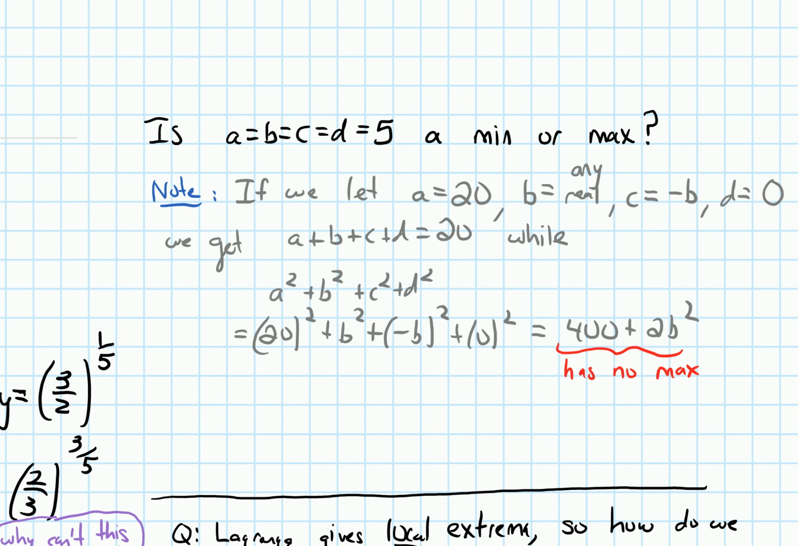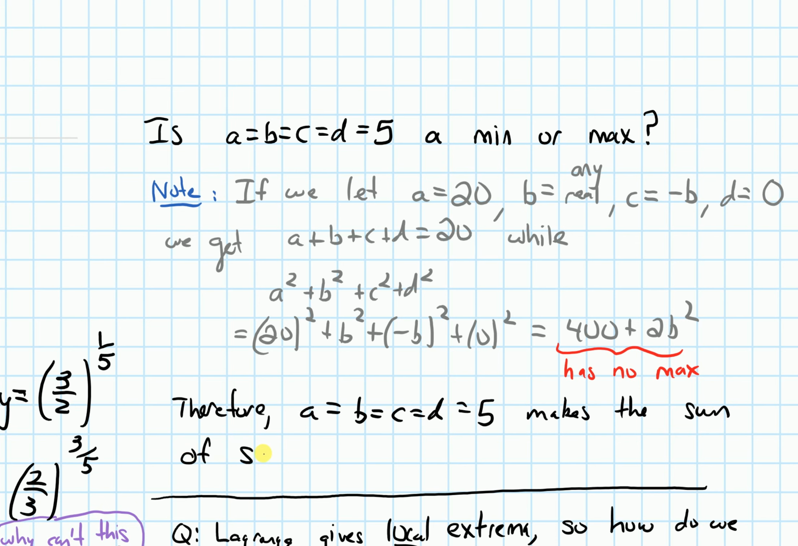So as a result, the solution that we found, where a equals b equals c equals d, all equal to 5, definitely isn't going to be a max. We just said our objective doesn't have a max. This makes the sum of squares minimal.